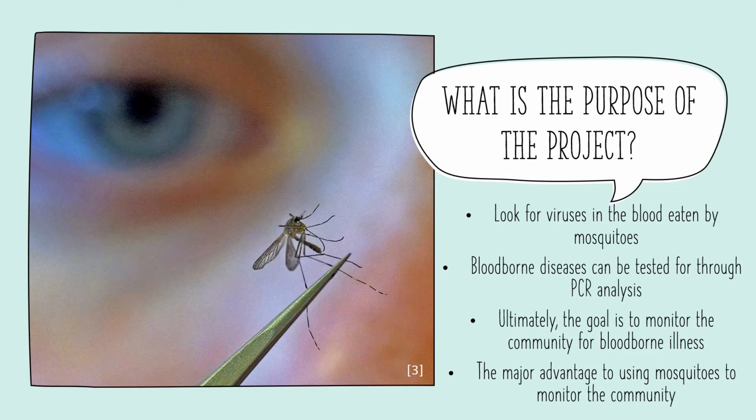So at this point, you may be wondering, well, what's the point of using mosquitoes? Why not just ask for volunteers? And the answer to that question is because using human test subjects requires a lot more effort for approvals and paperwork for ethically testing human subjects, and that can get pretty complicated. So using mosquitoes is a way to monitor without having to worry about those human test subjects. So that is the major advantage to using mosquitoes to monitor the community.